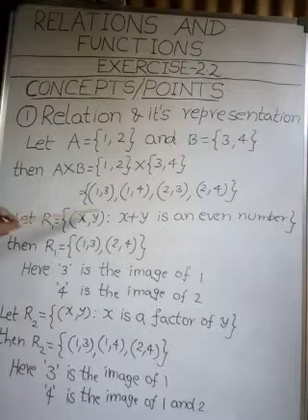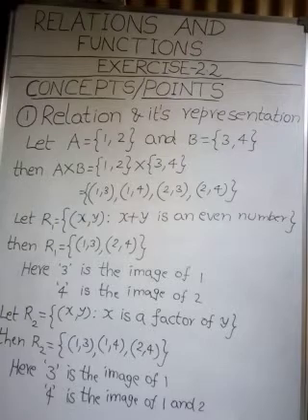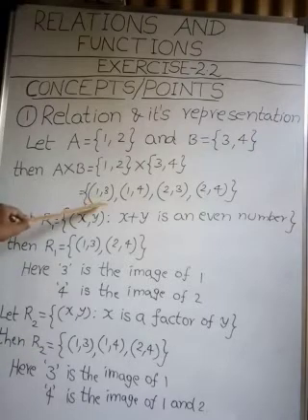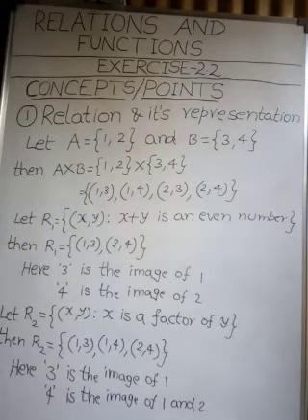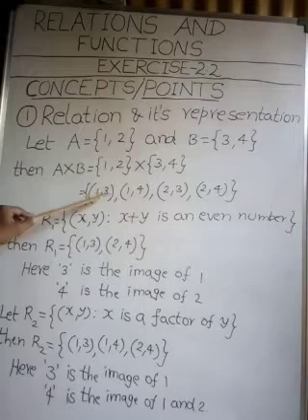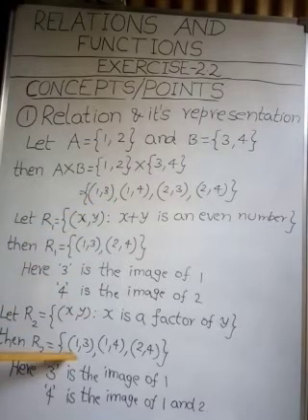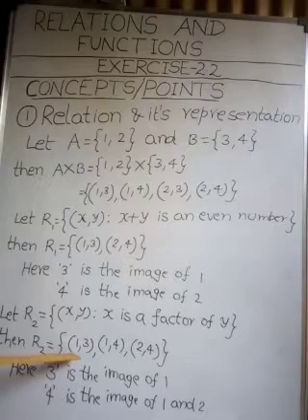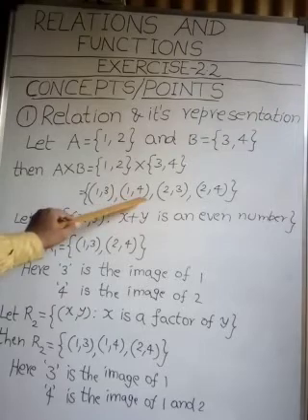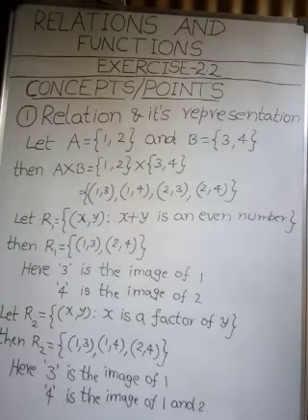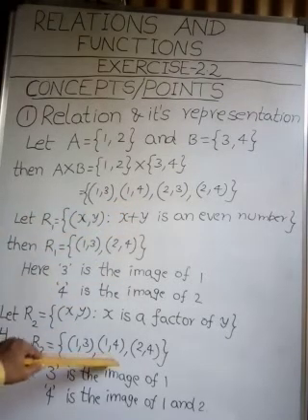Right. So in this A cross B, we have to identify the ordered pairs which satisfy this relationship. So in this R2, take this first ordered pair. This is x and this is y. Imagine in your mind, this is x and this is y. 1 is a factor of 3 or not? Yes. So we can write this ordered pair in R2. That is an element in the R2. Next, take this second ordered pair. 1 is a factor of 4. True or false? Yes. 1 is a factor of 4. So you can consider it an element of R2.